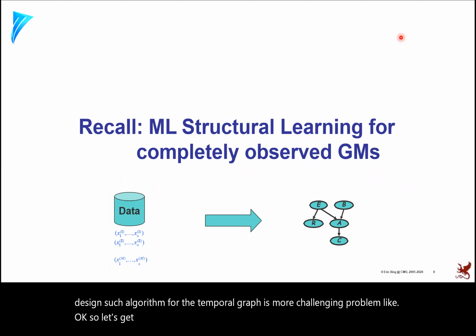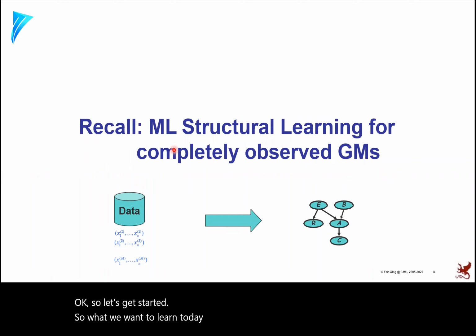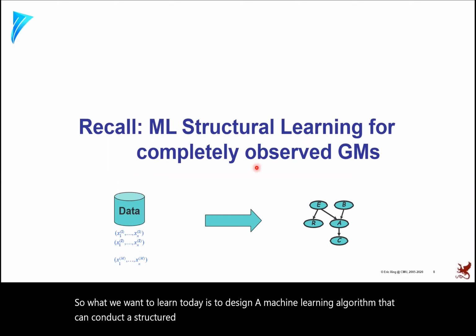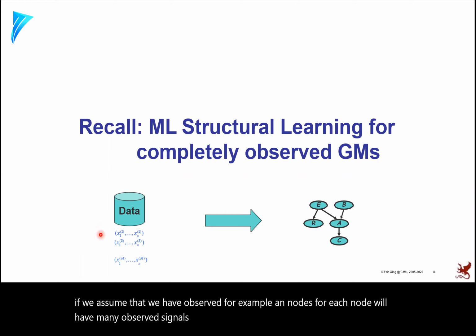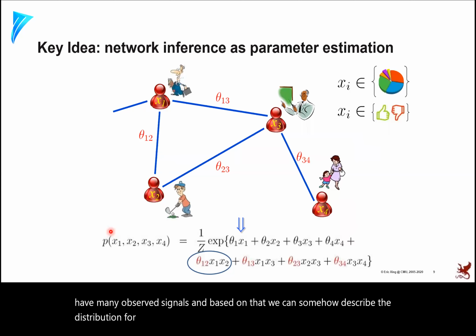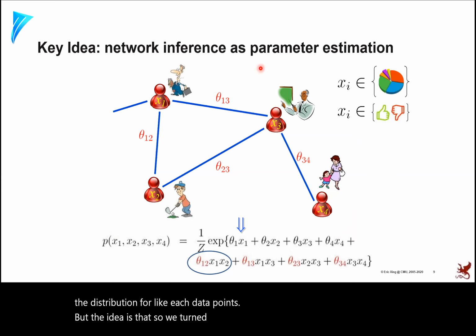What we want to learn today is to design a machine learning algorithm that can conduct structure learning for completely observed graphical models. So we assume that we have observed, for example, n nodes. For each node, we will have many observed signals, and based on it, we can describe the distribution for each data point. The key idea is that we turn the network inference problem into parameter estimation.